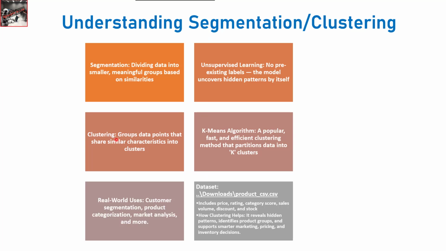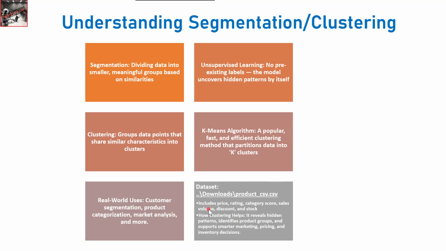The K-means algorithm is one of the fastest and most efficient clustering techniques. It partitions data into K clusters, where K is the number of groups you want to form. There are a lot of real-world use cases like customer segmentation, product categorization, market analysis, and even inventory planning. It's widely used to make smarter marketing and pricing decisions.